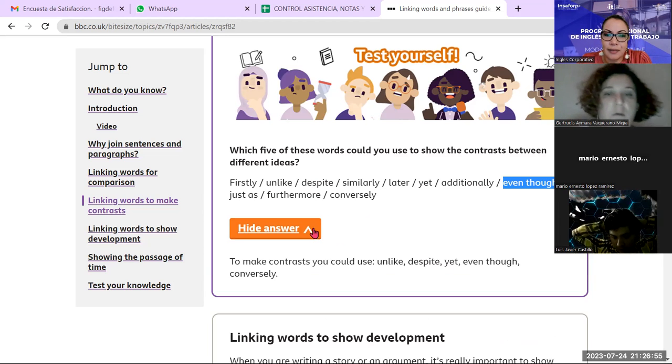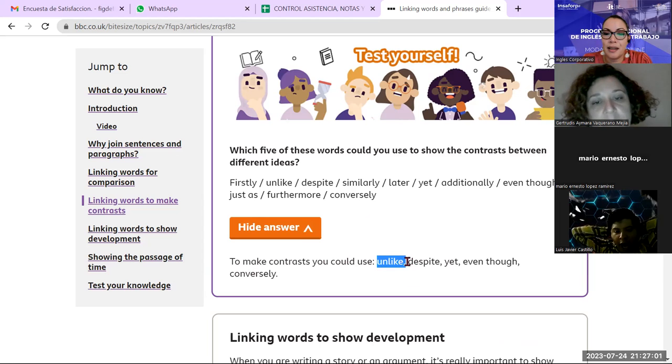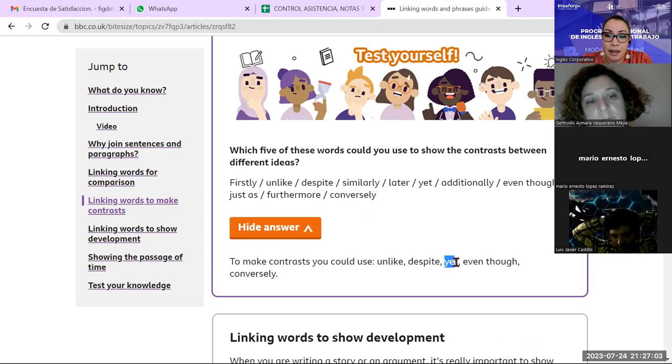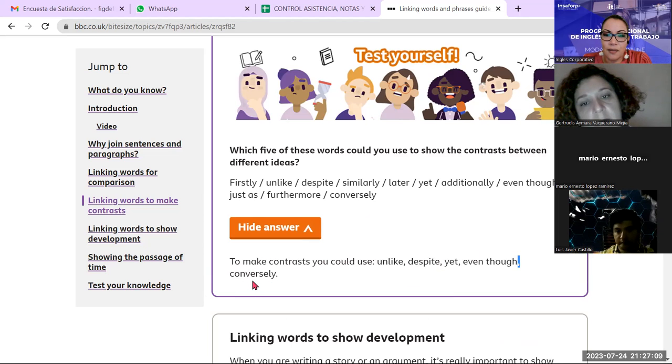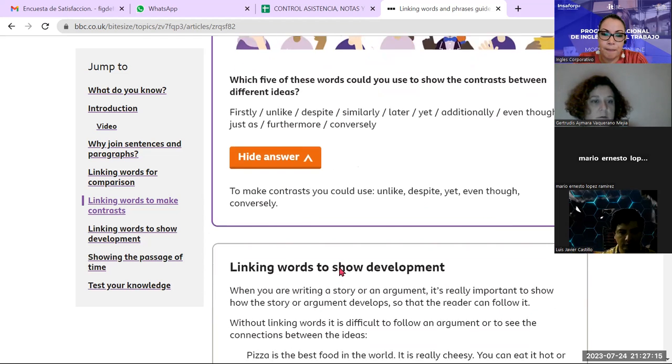But, let's see. To make contrast, you could use unlike. Yeah, despite, yet, even though, como mencionó creo que Mario, and covertly. Those are for contrast.